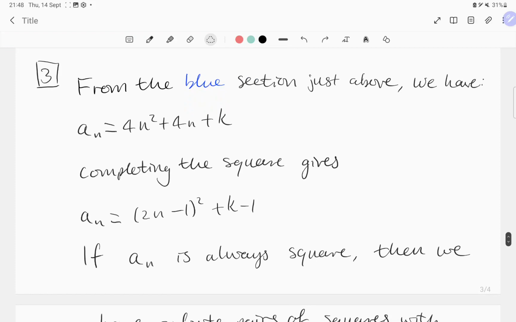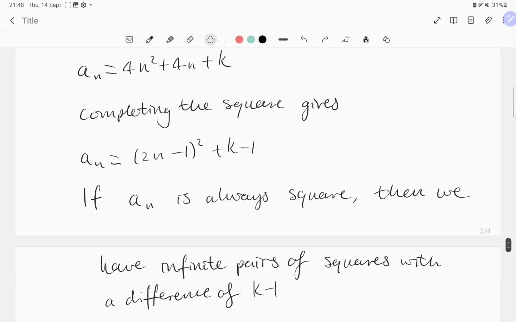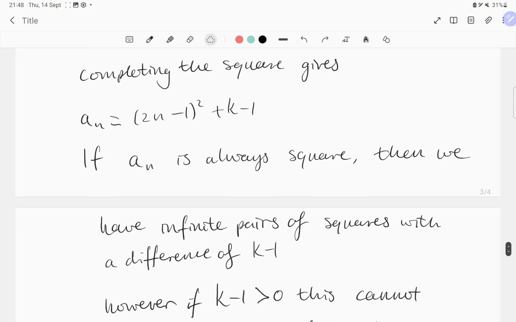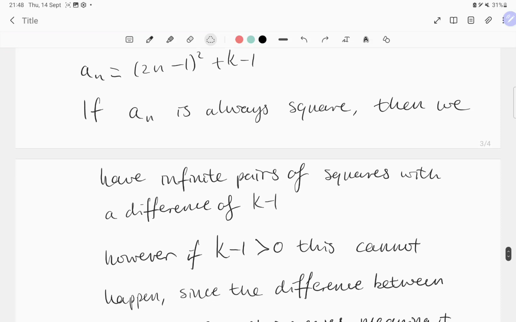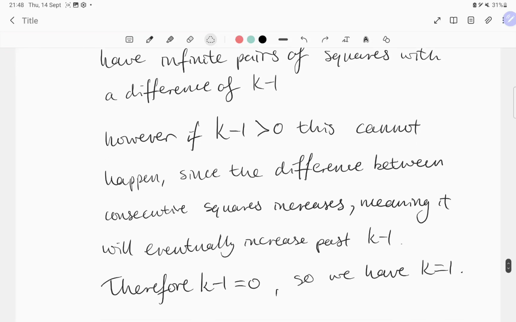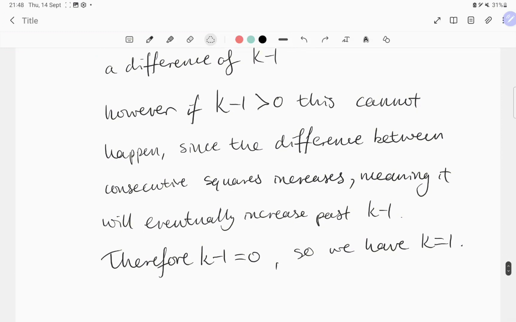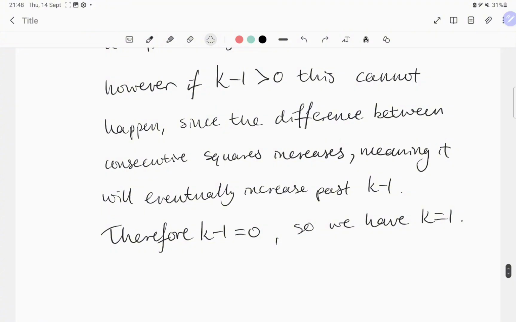Now, if an is always square, then we have infinite pairs of square numbers with a difference of k minus 1. However, if k minus 1 is larger than 0, this cannot happen since the difference between consecutive squares increases, meaning it will eventually increase past k minus 1. Therefore, k minus 1 is 0, so we have k equals 1, and that's the solution.